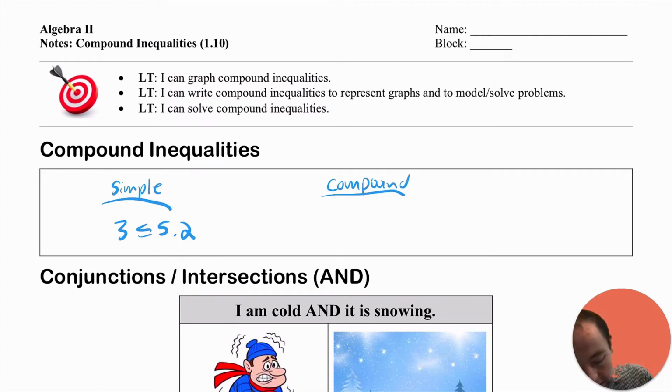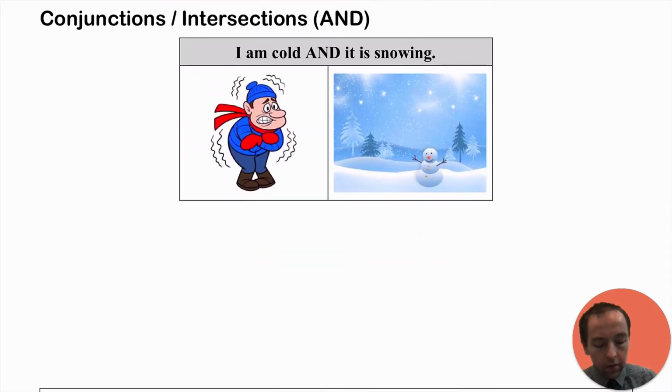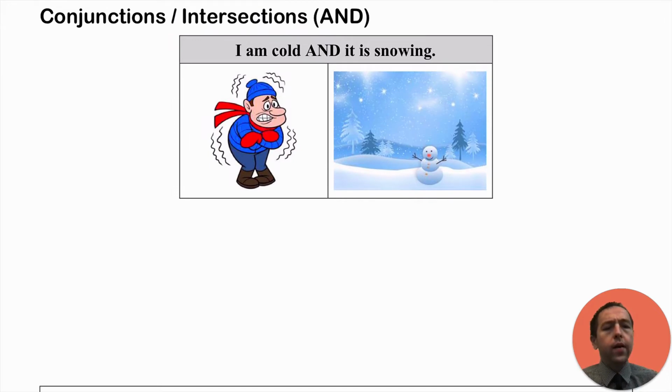So like if you had 1 is less than x, and 5 is greater than x. That would be an example of a compound inequality because you've got more than just one inequality going on, and some way to join and relate those inequalities together with one another. So it's really important that we understand the concept of compound inequalities, and that will help us to apply it to the actual algebraic and mathematical applications of compound inequalities.